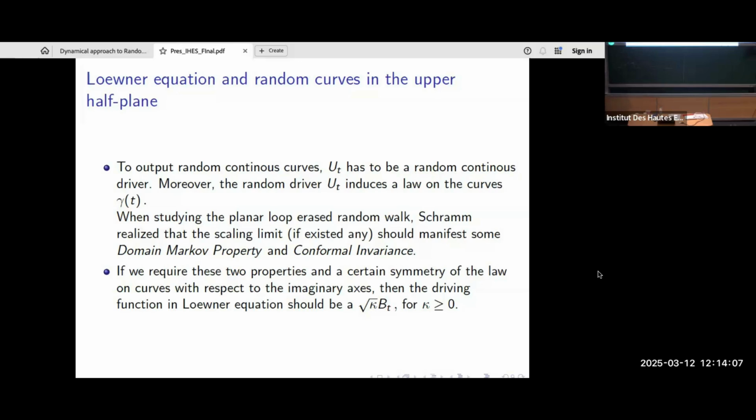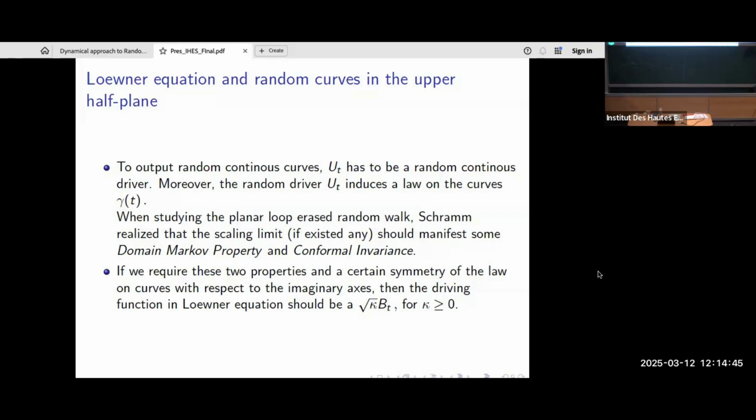And this property is actually very useful because combined with the conformal invariance, this tells you some information about the driver. So if I impose these two conditions, domain Markov and conformal invariance, what should U_t look like? It's something random, some random process, but it should be able to produce these properties. So if you put these two together, you learn the following about U_t. You learn that it has independent increments. First, this has to do with these pictures that I showed you, and it has the same law. So independent increments with the same law.